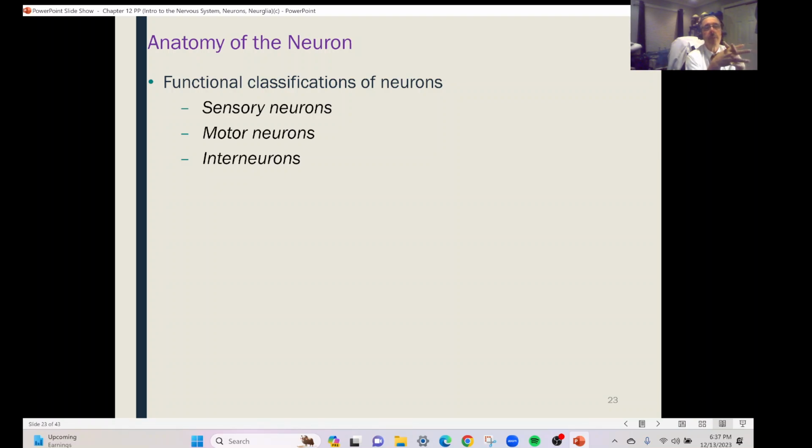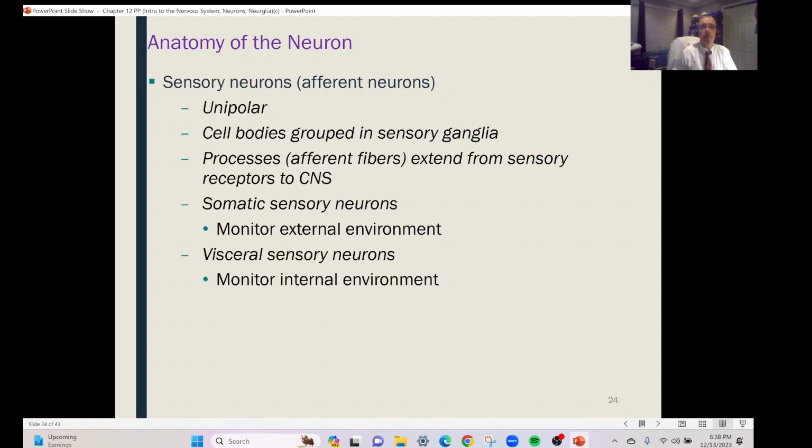Let's take a look at the functional classification. So we kind of know the first two already because we did this when we did the layout of the nervous system in the previous lesson. So we're going to classify neurons functionally as sensory, motor, which I said we know already, and then the new one is going to be the interneurons. Let's review. So the sensory neurons are also known as afferent, right? That means they're generally going toward the central nervous system.